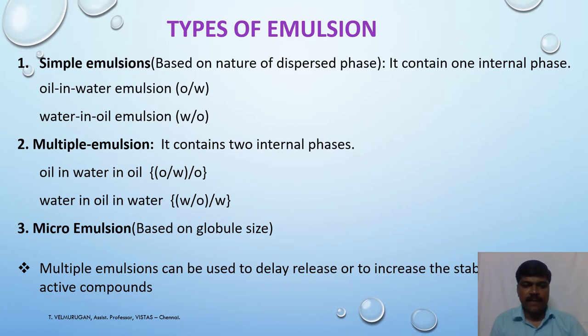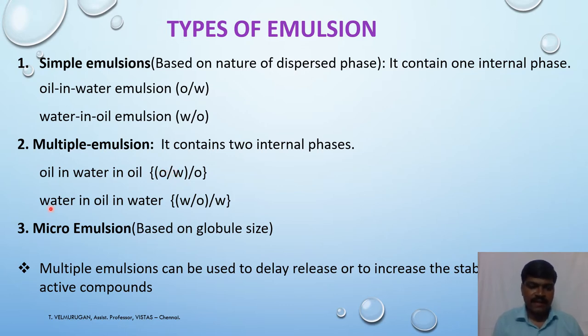Types of emulsions. See, simple emulsion, multiple emulsion and micro emulsion. Simple emulsion contains one internal phase. In that, there is the oil in water type of emulsion and the water in oil type of emulsion. Next, multiple emulsion contains two internal phases. One is oil in water in oil. See, first you have to consider oil in water type of emulsion and oil.